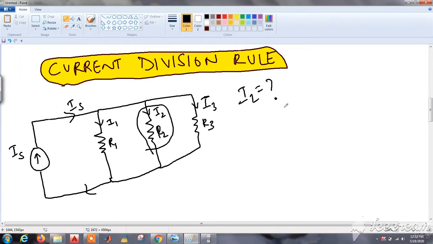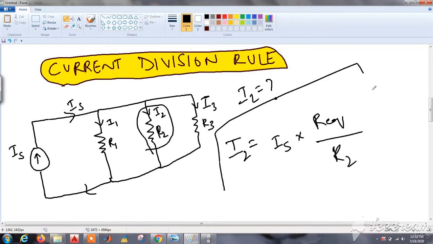What is I2? From the current division rule, I2 will be the source current, whatever the source current is, times the total resistance, or we can say the equivalent resistance, divided by the resistance of the branch in which the current I2 is flowing, R2 branch, so divided by R2. This is the current division rule.